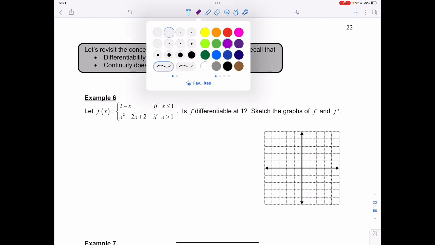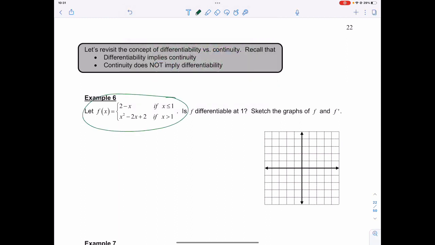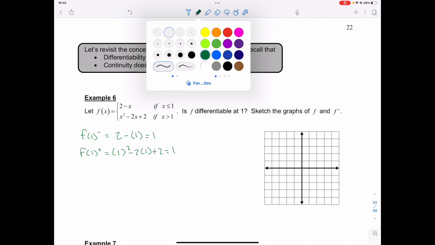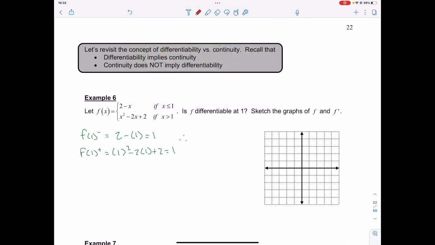Well, when I look at these examples, we can state that if we're approaching 1 from the left, then that's going to be 2 minus 1, which is just going to give me 1. If I'm approaching 1 from the right, then that's going to be 1 squared minus 2 times 1 plus 2, which is equal to 1. Which means that this is going to be continuous for f of x.